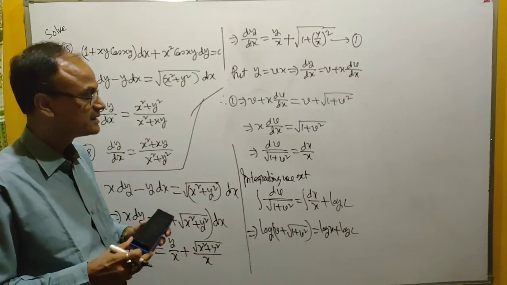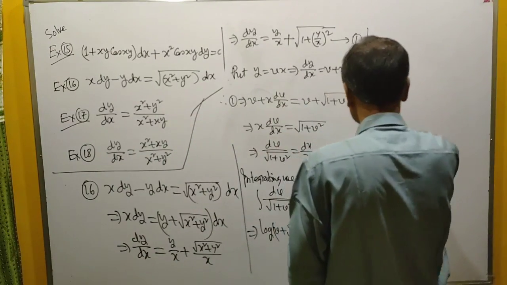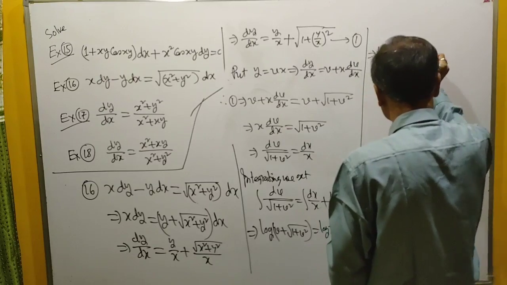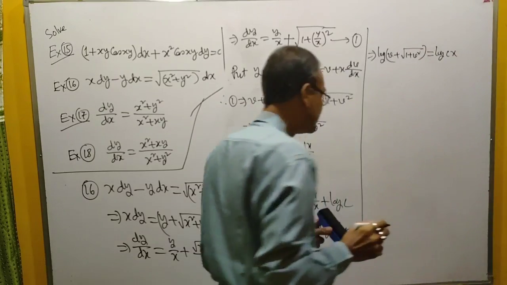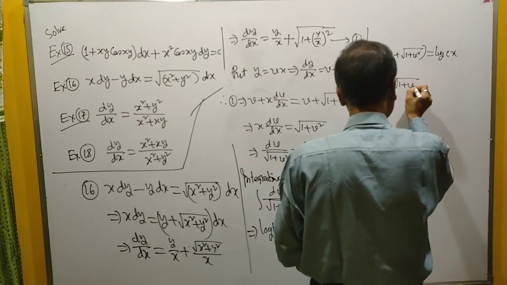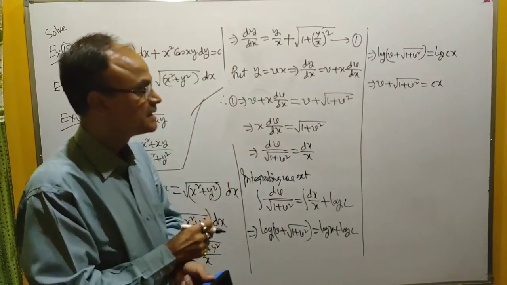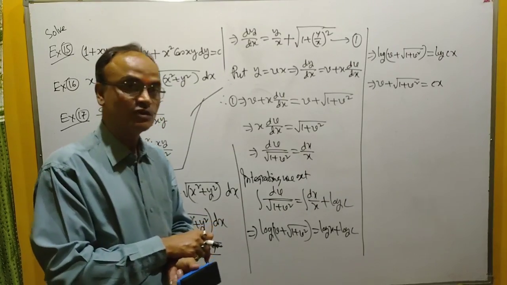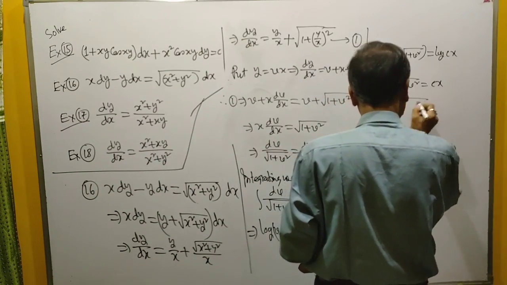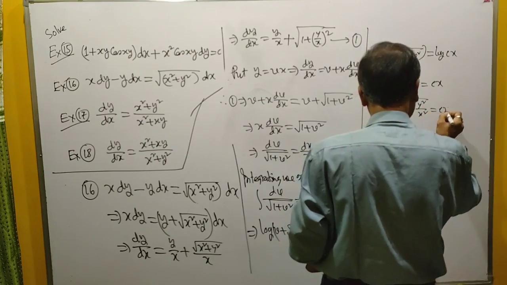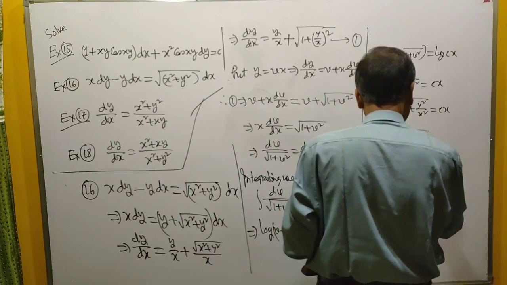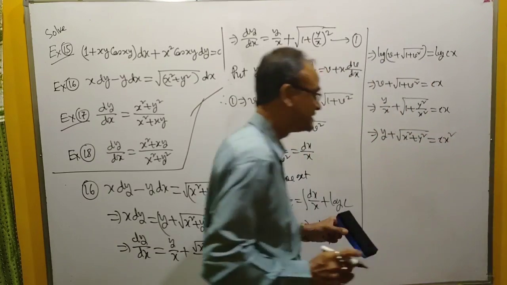Or you may write log of v plus root of 1 plus v square equal to log of cx. Just cancel log on both sides. You may write v plus root of 1 plus v square equal to cx. For v, you may write y by x: y by x plus root of 1 plus y square by x square equal to cx. Or multiply both sides by x: y plus root of x square plus y square equal to cx square, which is the required solution.